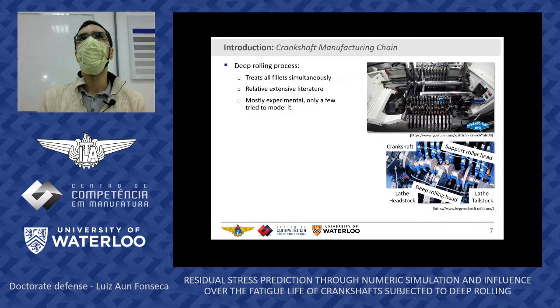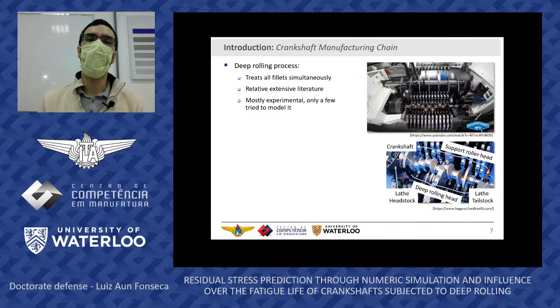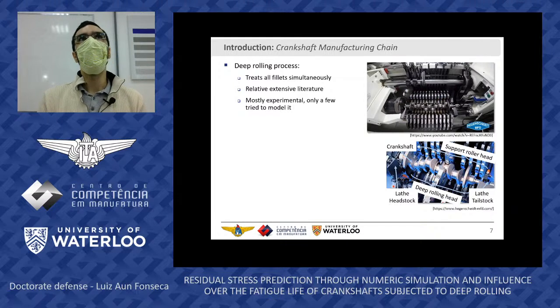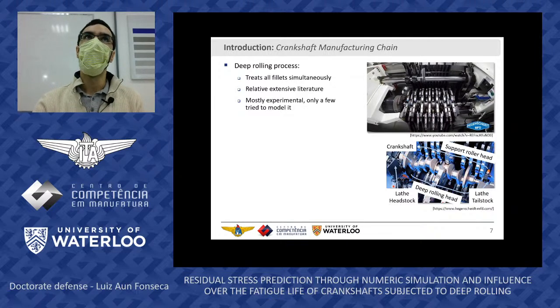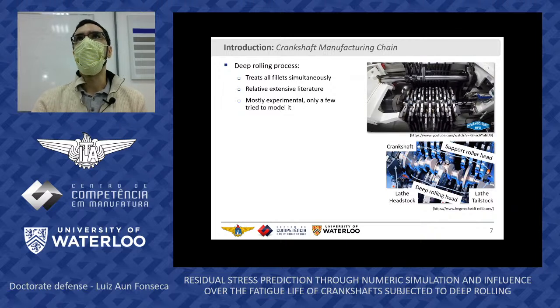We do have some relatively extensive literature on this process, but it is mostly experimental, and only a few studies try to actually model it with a numerical tool. So that opens a gap for us to address.